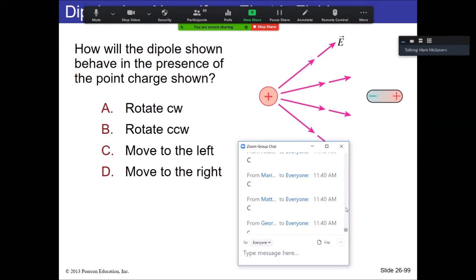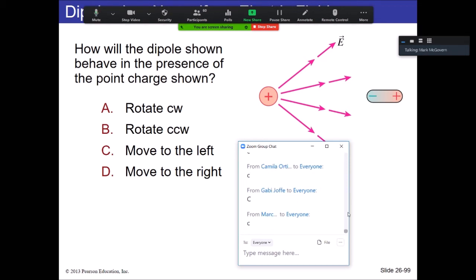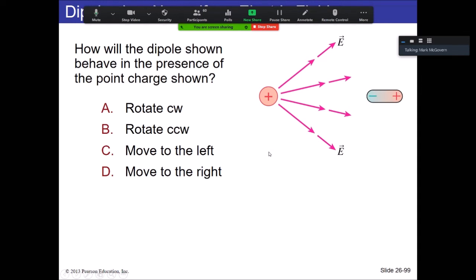Aww. Oh, we got it right. Mostly. Not everybody got it right, but the answer is C.